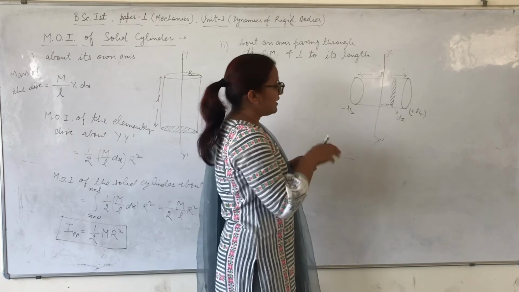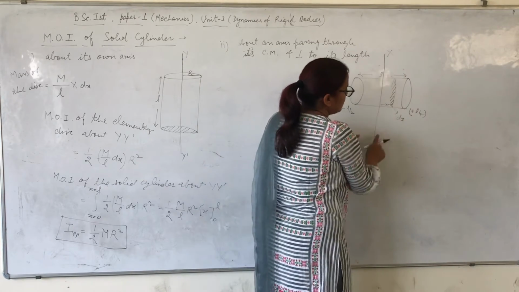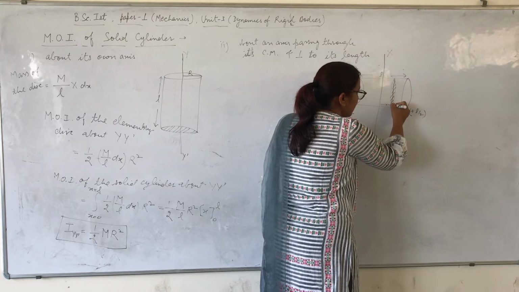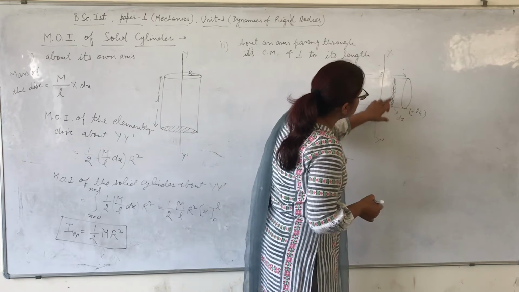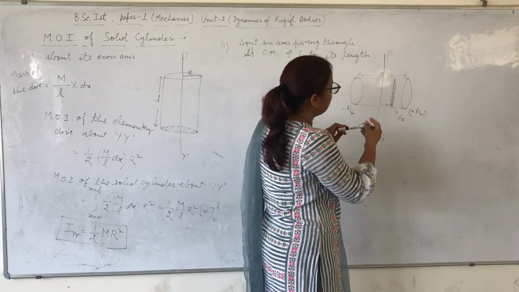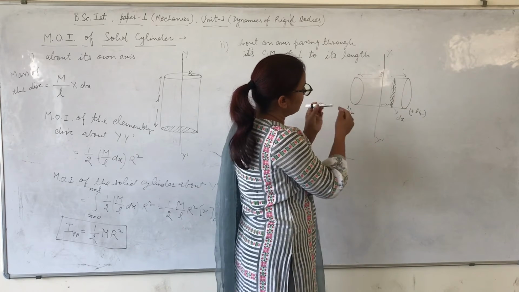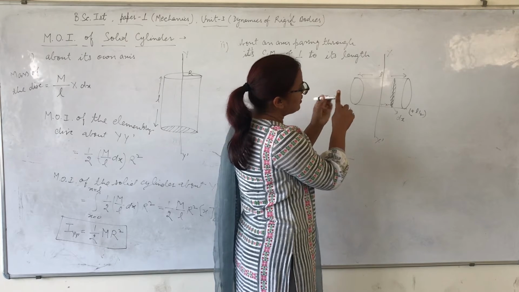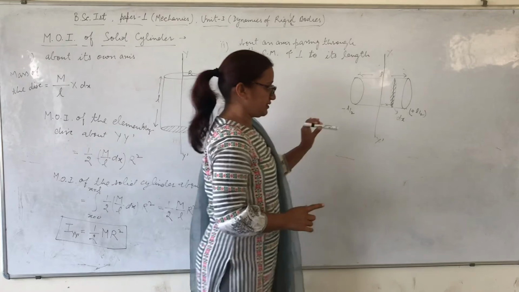Before doing that, let us consider an axis which is parallel to x dash. Let this be the axis. So now this axis is making up for the diameter of the disc. This is a circular disc, and the parallel axis to this is this. So it makes up for the diameter of the disc.